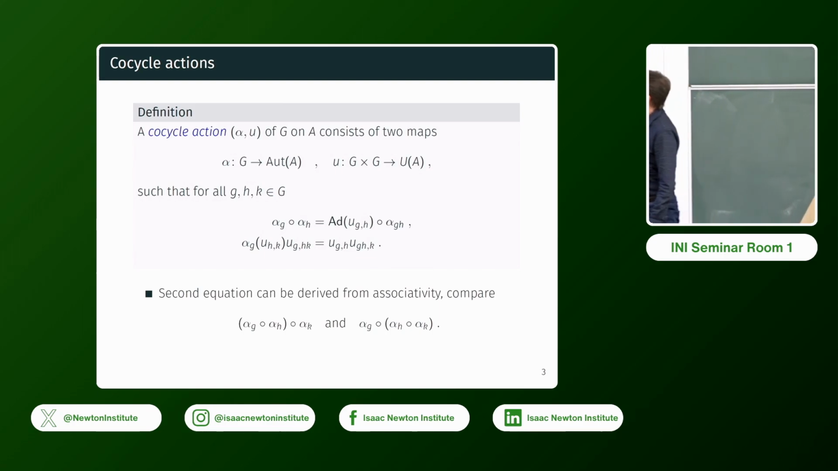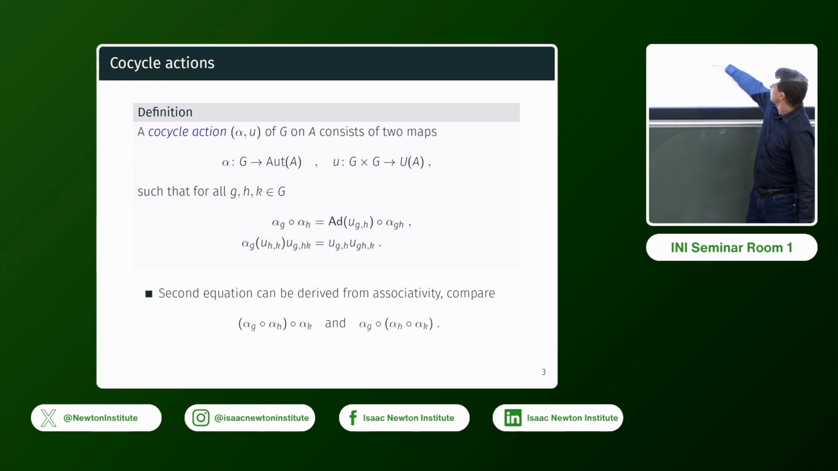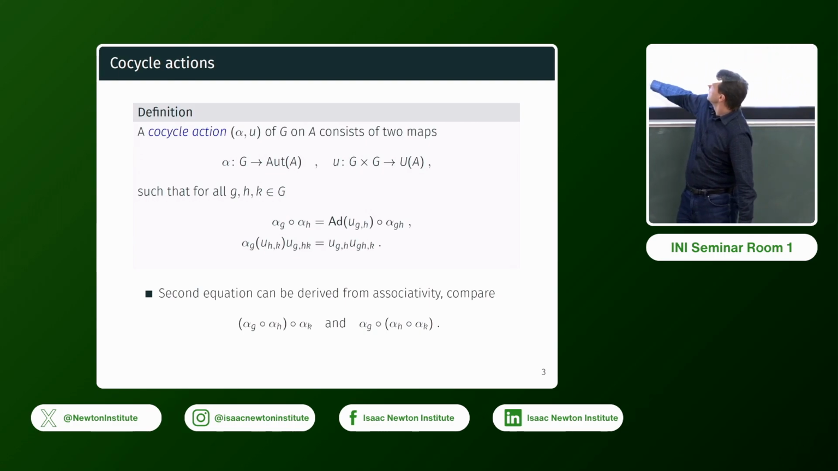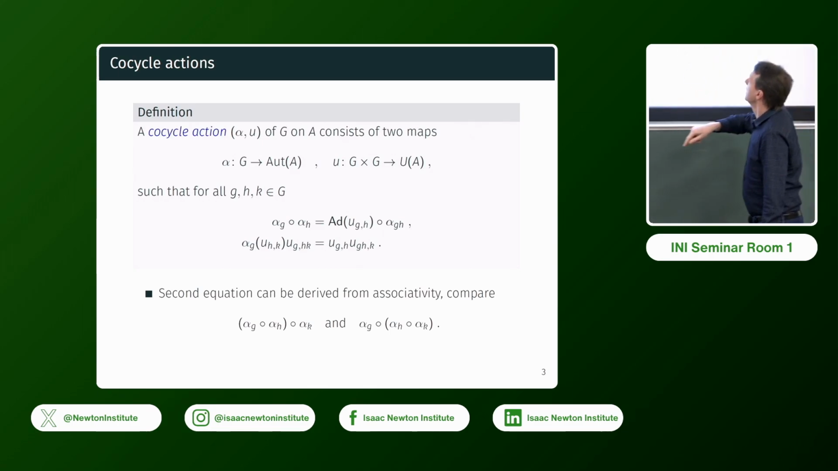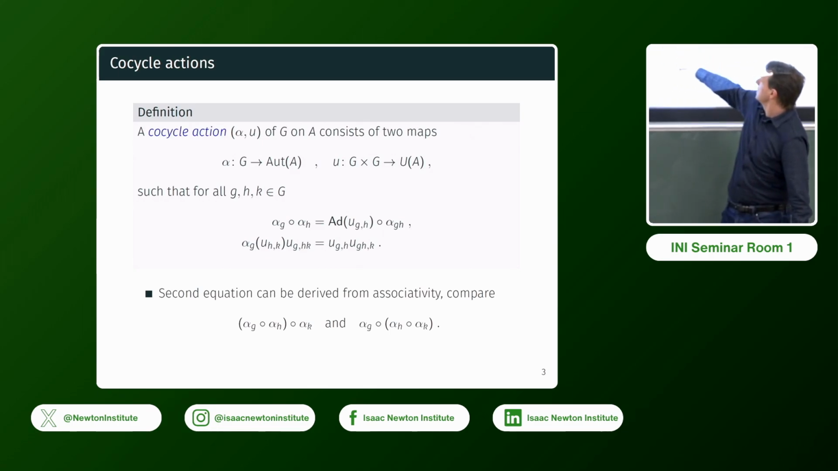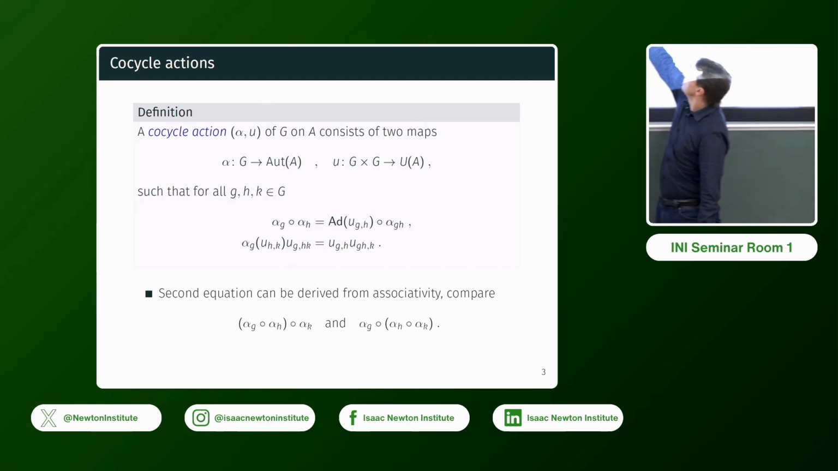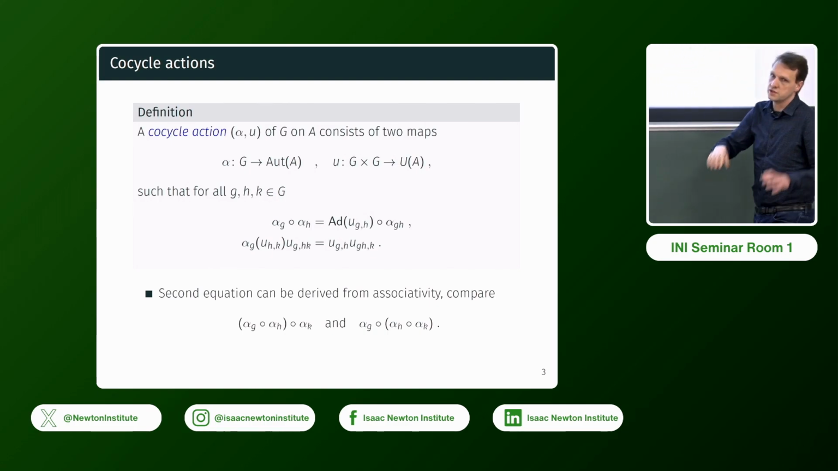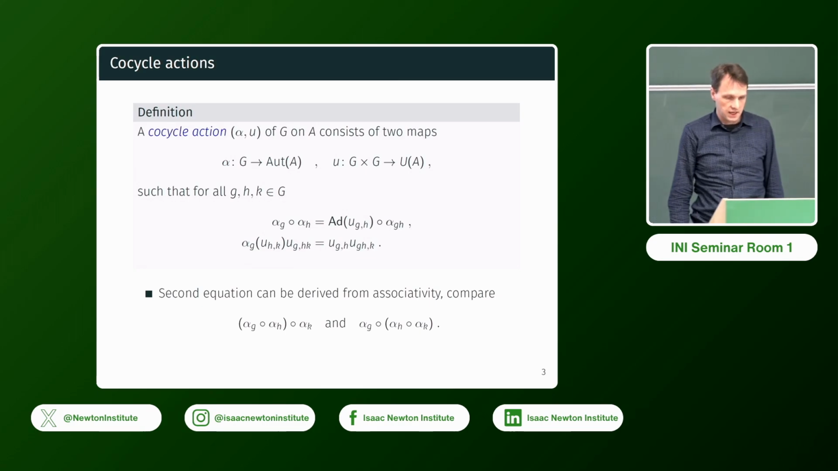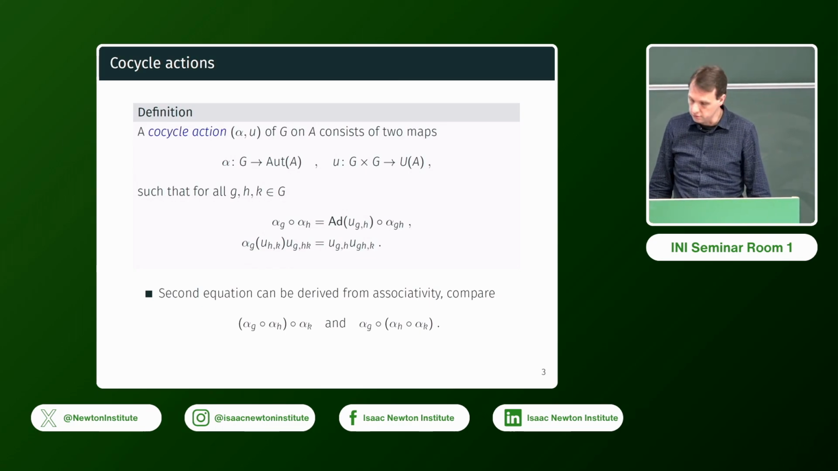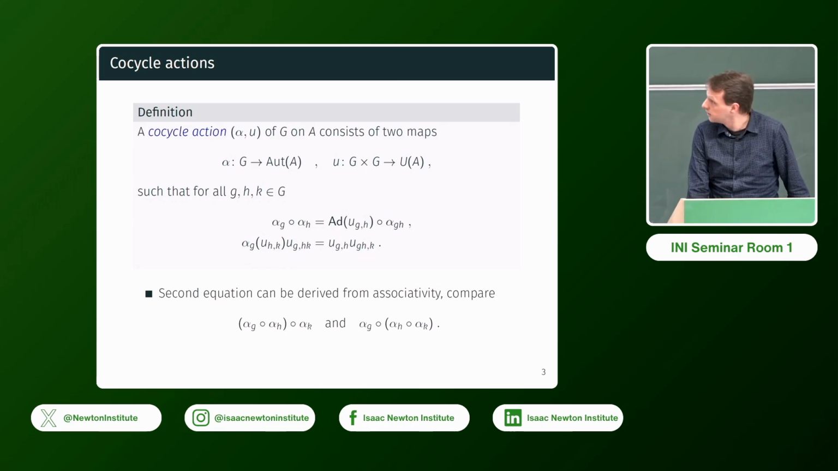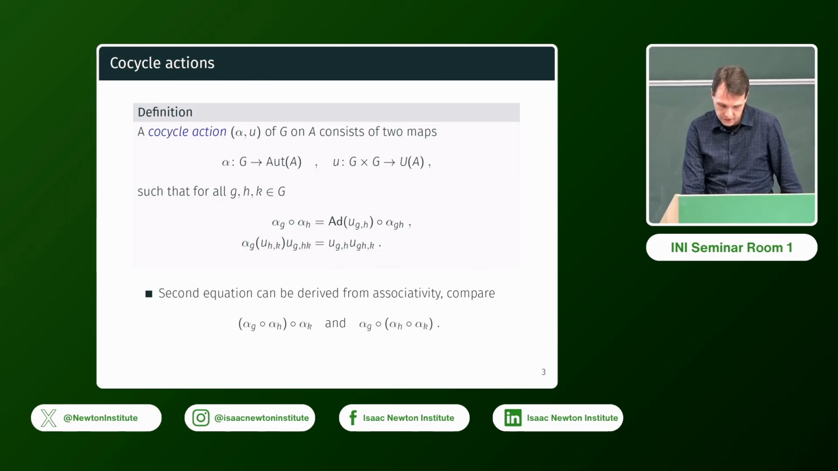So if you here look at associativity, you want these two sides to be equal. If you plug in what this is using the first relation, then you get the left-hand side and the right-hand side for each of these inside the adjoint action. And for a co-cycle action, you demand that this holds on the nose and not just inside the adjoint action. And now you can, of course, try to relate the two.